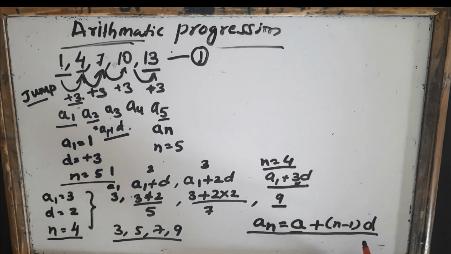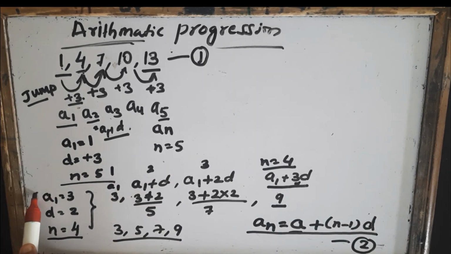This is formula number 2 and this is formula number 1, where you find all the elements using A1, D and N. And this is the formula for arithmetic progression to find any nth number. An is equal to A plus n minus 1 into D.